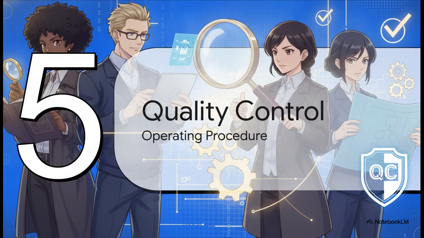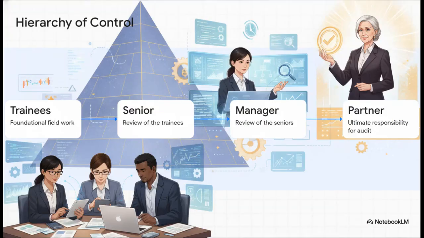Which brings us to our final part, Section 5, Ensuring Audit Quality Control, Standard Operating Procedure. Look, if the detectives themselves are sloppy, the entire investigation falls apart. That's exactly why every reputable audit firm operates on a really strict hierarchy of control. At the base level, you've got the audit trainees grinding out the foundational fieldwork. Their work gets reviewed by the audit senior, who then gets reviewed by the manager. But the ultimate responsibility for the quality of the audit, that final sign-off swearing the financial statements are true and fair, that rests entirely with the reporting partner at the very top.